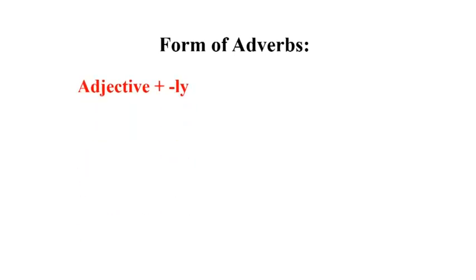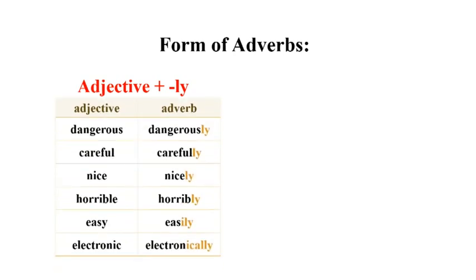Loudly. Prilog. Ok? Mislim da je sad jasno što je pridev, što je prilog. Još ćemo o tome da pričam. Form of adverbs. Dakle, pomenuli smo adjective plus ly. Tako se grade prilozi. Imate ovdje primjere. Pridev u levoj koloni, u desnoj prilog.